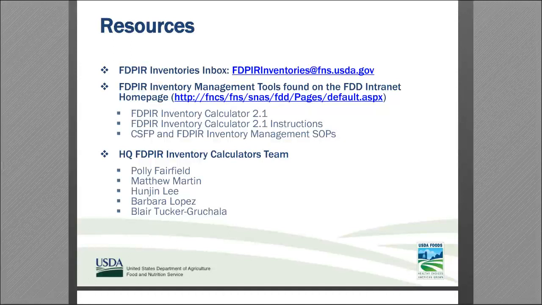So we're going to wrap up with some resources available to you. We have many resources available as you're using the calculators and monitoring inventories. All of the FDPIR inventory management tools are available on the FDD Internet homepage. The FDPIR Inventory Calculator, the instructions, and the CSFP and FDPIR inventory management SOPs. You can also contact us for any technical assistance you may need using the FDPIR Inventories inbox, the PO Mod inbox, or by contacting a member of the headquarters FDPIR Inventory Calculators team listed on this slide.